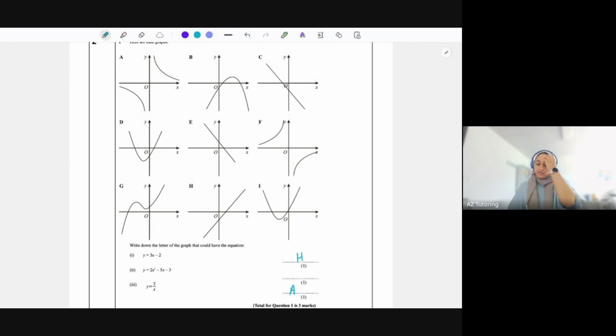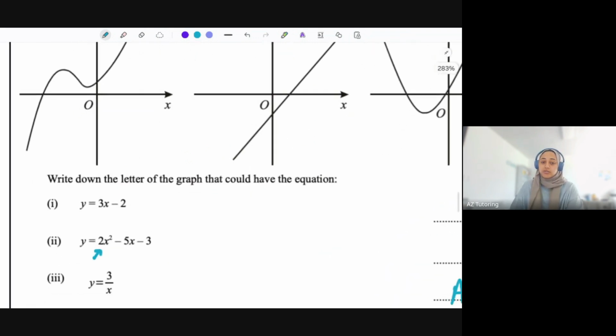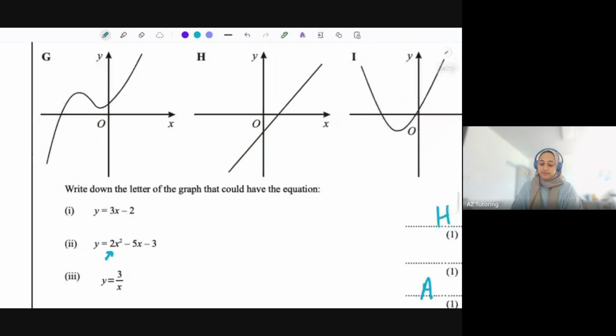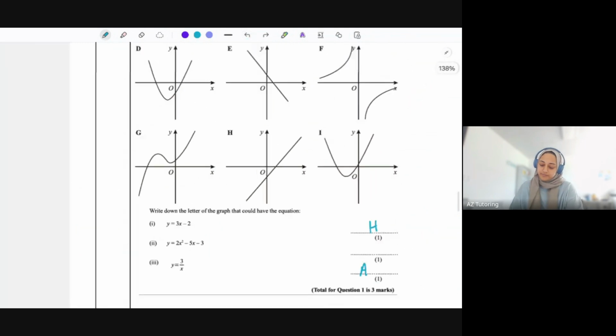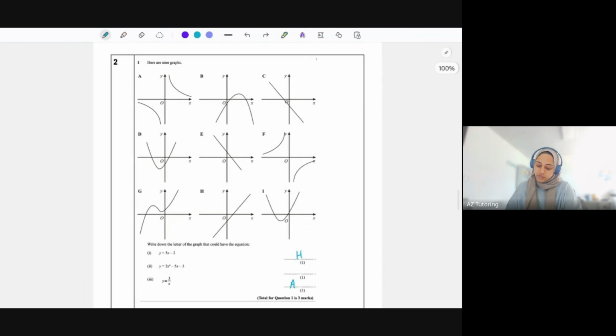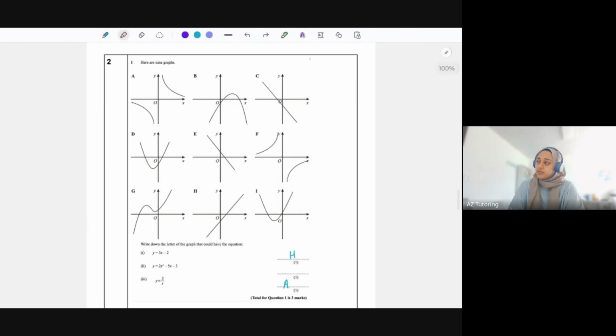And then finally, we've got a quadratic U-shaped graph because that coefficient of x squared, the 2, is positive. So it's a U-shaped graph. So where's our U-shaped graph? We've got D, or we've also got I as well. So they are U-shaped graphs. B is N-shaped, so that's negative x squared. It's not that one. So which one is it out of these?